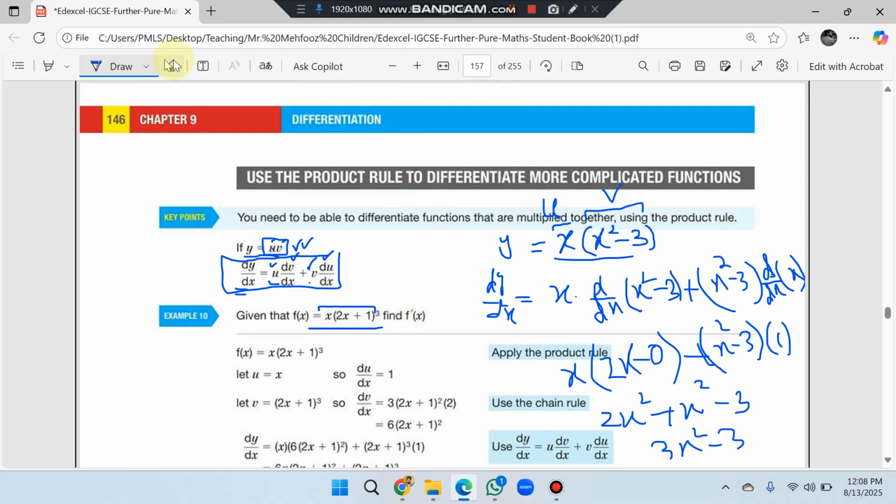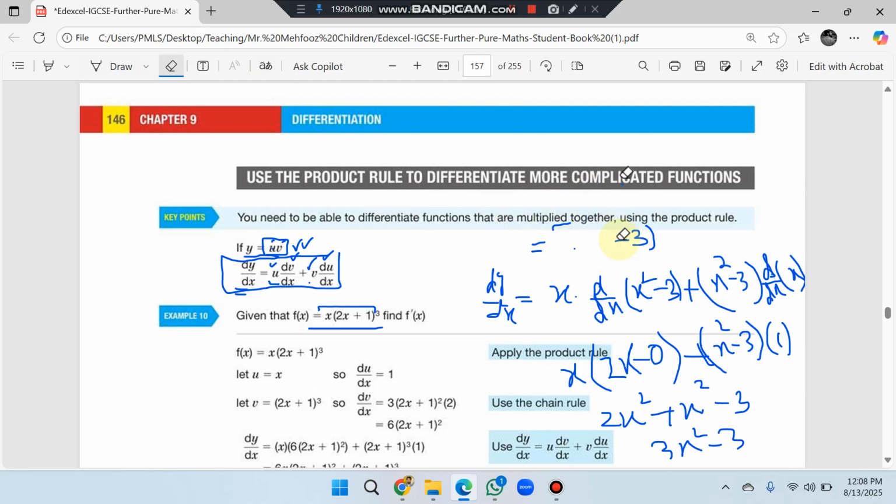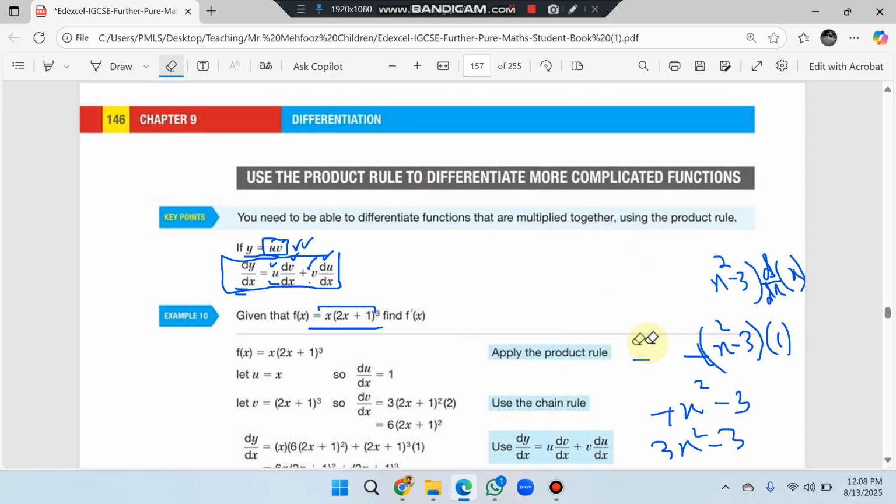Okay. Do you have any problem in product rule and simple method? No. Okay, I just explain and compare these two methods.